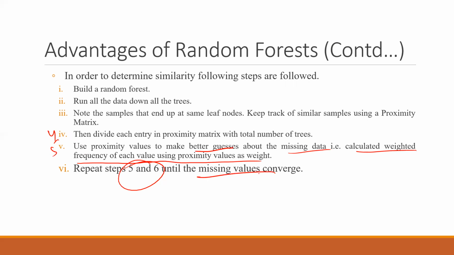Convergence means that the missing value comes out the same every time. In the initial stages your value is updated every time using this proximity matrix, but after some steps your value will be consistent. After maybe 2 or 3 attempts, if the value does not change, then it is converging to a single point.